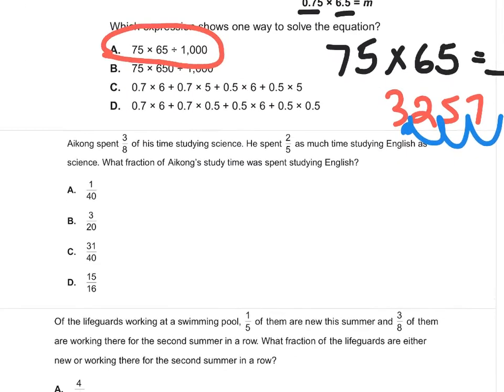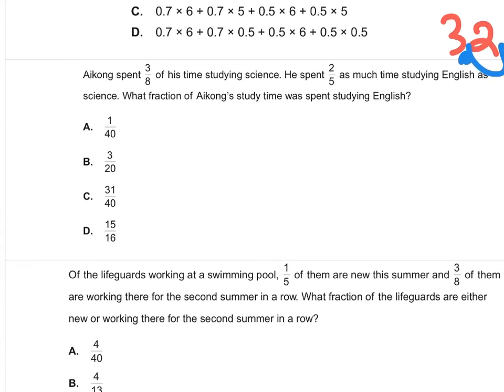For number 2, it says, A. Kong spent 3/8 of his time studying science. He spent 2/5 as much time studying English as science. What fraction of A. Kong's study time was spent studying English? So you have two fractions. The question is, do you add, subtract, multiply, or divide?